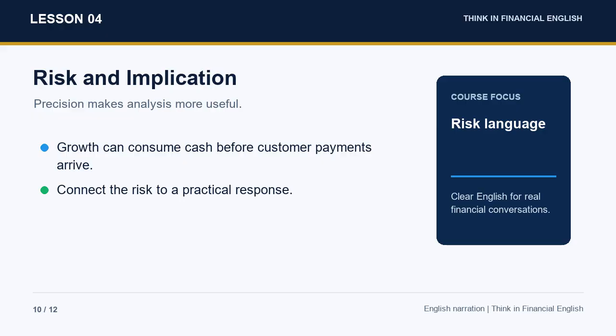Your output task is to prepare a 45 to 60-second speaking answer or a 120-word professional paragraph. Use at least 3 terms from this lesson and at least 2 phrases from the language focus. Start with context, explain the key concept, describe one risk or implication, and finish with a recommendation or next step. Keep your English direct. Avoid vague words like good, bad, big, or small when a more precise financial word is available. This is how you train yourself to think in financial English.